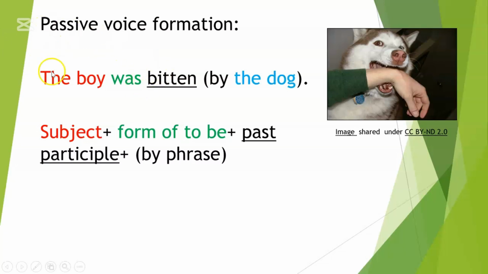So again, we're going to have the subject, form of to be, the third form, also called the past participle, and at the very end, we have the by phrase, which usually contains the object, which is the doer of the action. Remember that in the passive voice, the object is the one that does the action in the sentence.